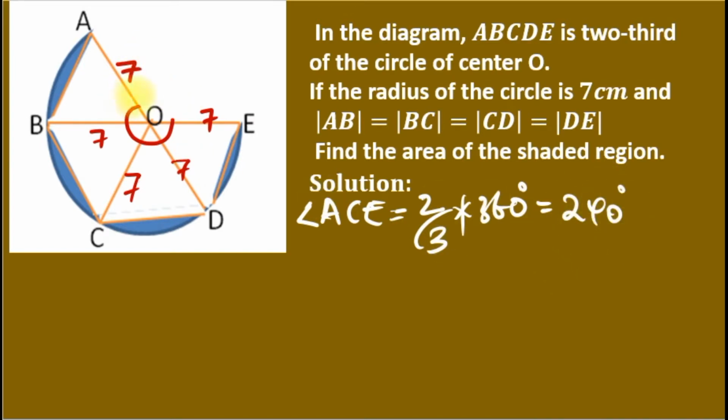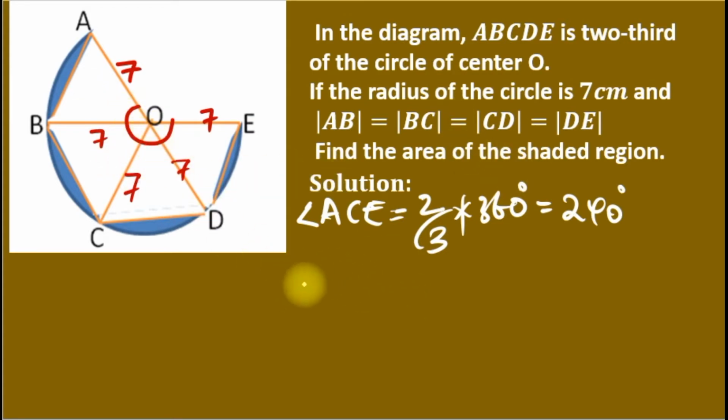So what we have here, the total of the angles is 240. But looking at these triangles, they are congruent. They told us that AB, BC, they are the same. So all these lengths are the same, meaning they are congruent. These 4 triangles are congruent.